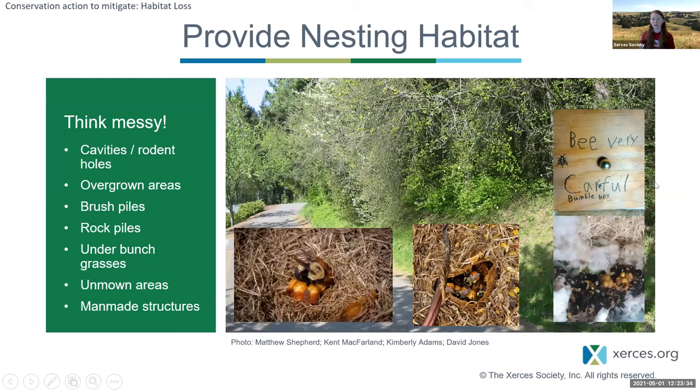And in addition to providing foraging, providing nesting habitat is also essential. So bumblebees, like we've talked about earlier, they like those messy areas. They like blackberry brambles. They like to nest under bunch grasses, rock piles, unmown areas. Sometimes they'll nest in birdhouses. Sometimes they'll nest in insulation here, like you see this picture that says, be very careful. That was in somebody's sighting.